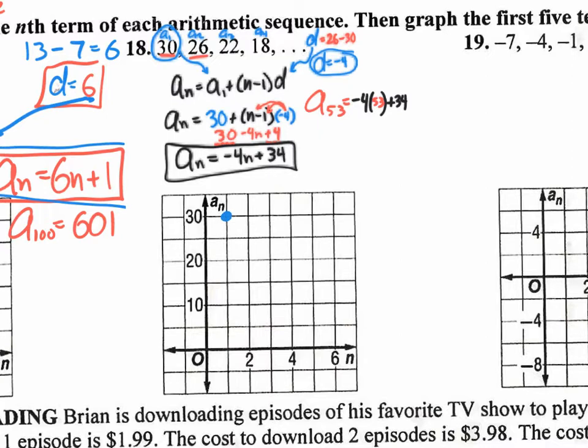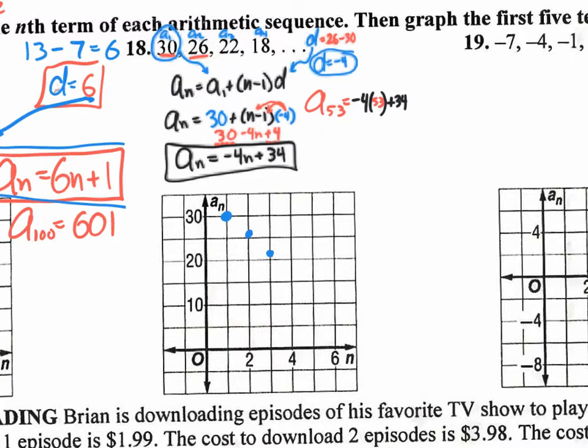A sub 2 is 26. So a sub 2 is 25, 26, a little bit more than 25. So you put your dot right there. A sub 3 is 22. So a sub 1, 2, 3 is 22, a little bit more right there. And you should end up with a linear equation, which you do. A sub 4 is 18. So if you go a sub 1, 2, 3, 4, you go up to 18, it's right there.